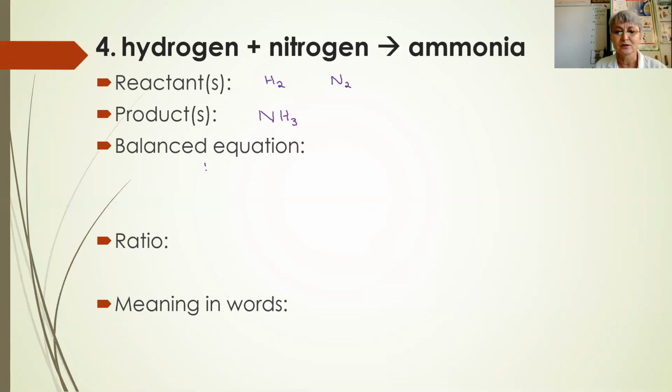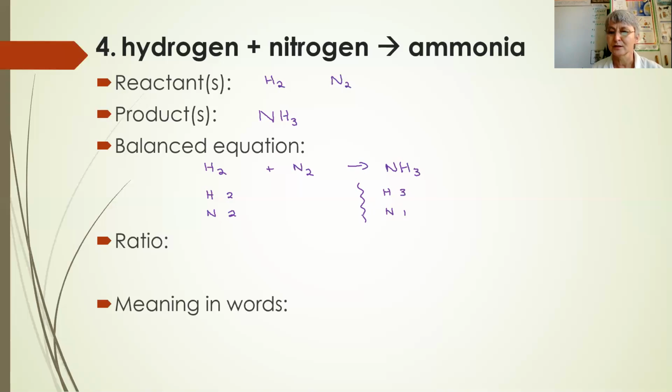So to balance this reaction, H2 plus N2 will form NH3. On the left-hand side of the arrow, we have 2 hydrogen atoms and we have 2 nitrogen atoms. On the right-hand side of the arrow, we have one nitrogen atom and we have 3 hydrogen atoms.